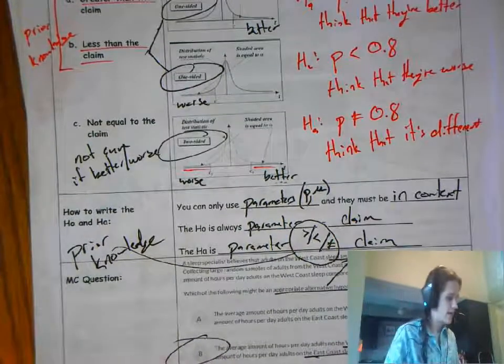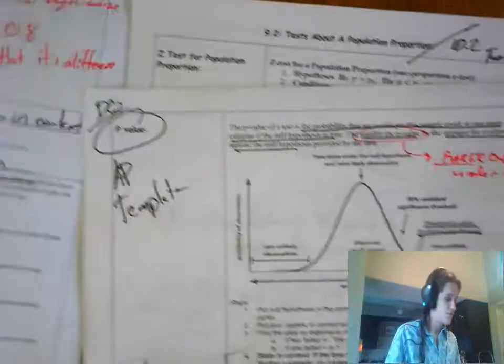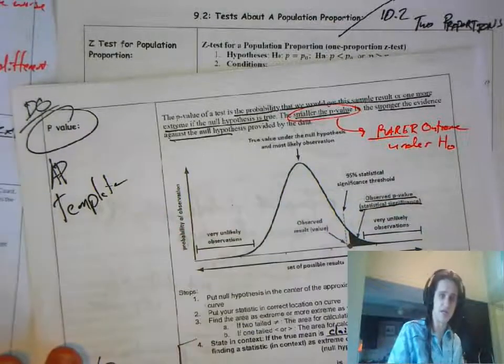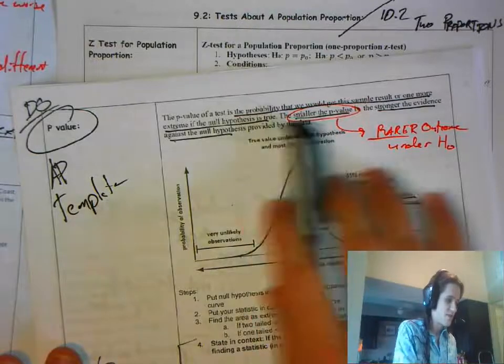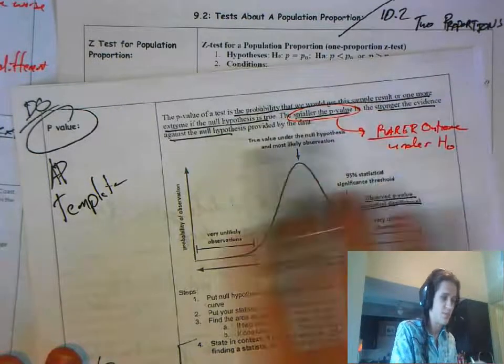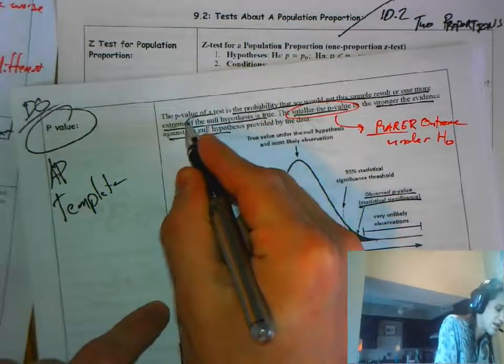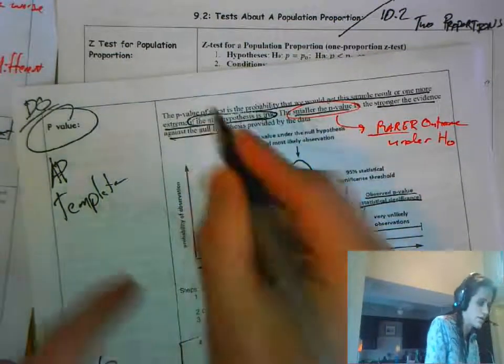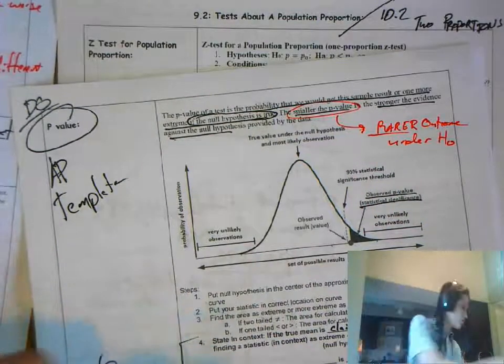All right, I'm back. And we were talking about parameters, Hos and Has. What do we got here? We got p-values. This is a question I can just guarantee you're going to have on your AP test. They love it. What's the probability of getting a result this extreme or more extreme if the null hypothesis is true? And I'm going to keep us circling this assumption here. We're assuming the null hypothesis is true.